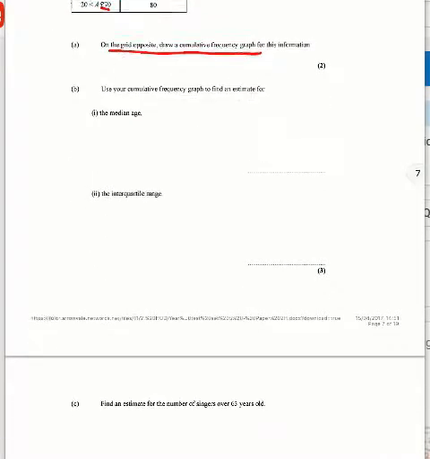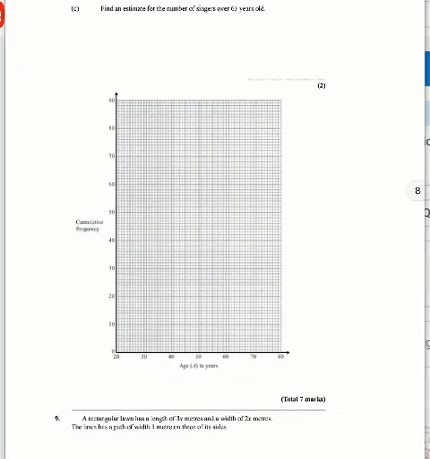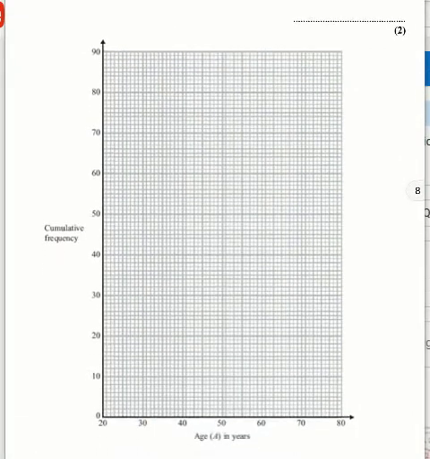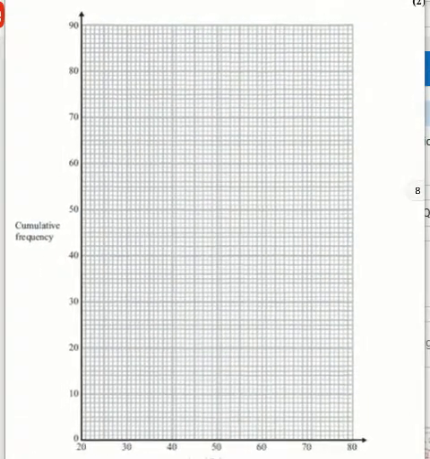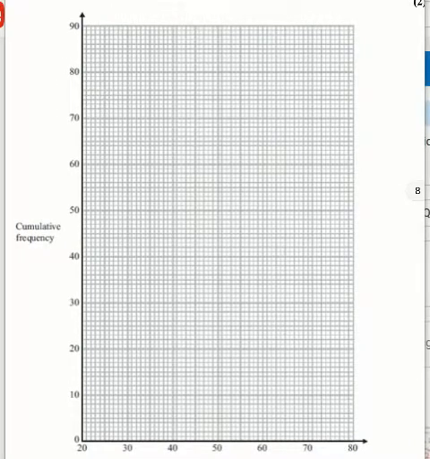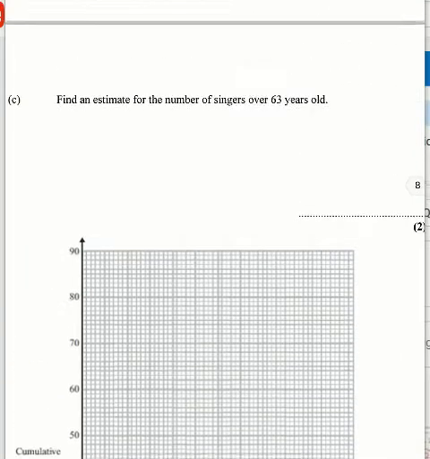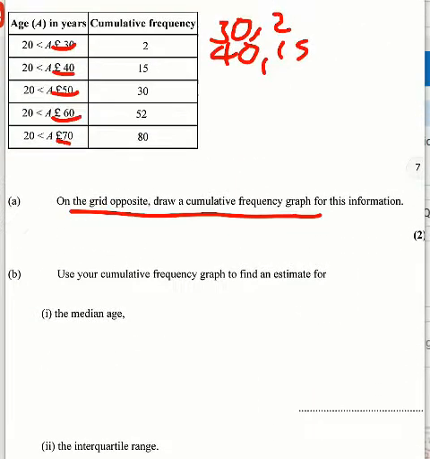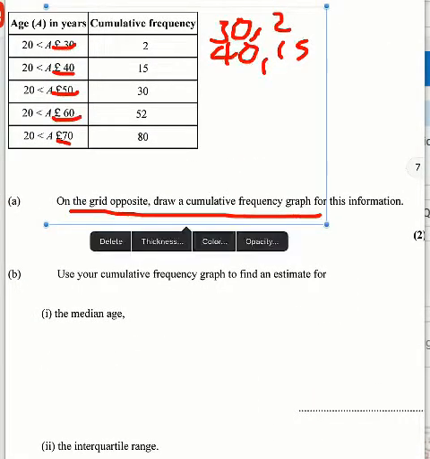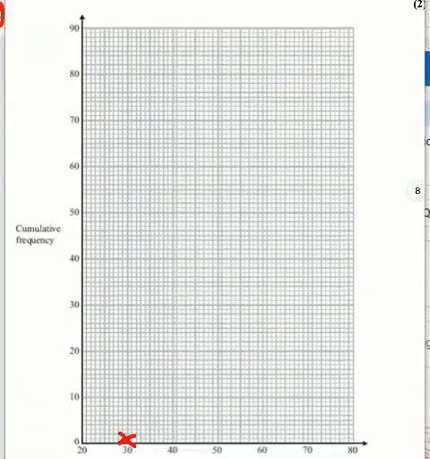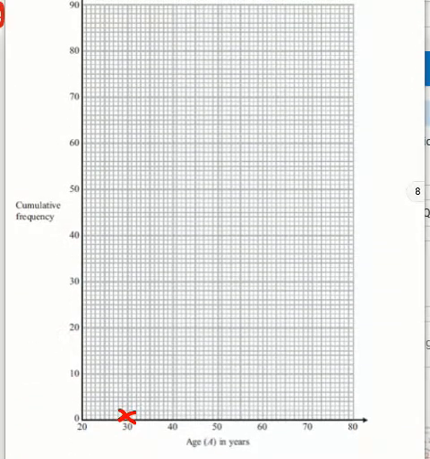I'm going to plot this on the graph below. Now it's quite unclear on my screen, so you'll want to be making sure that on your exam you're doing this with a sharp pencil and a ruler. But our first coordinate was 32, so I'm going to put a cross there at around 32. And then our next coordinate will be 40, 15. So go across to 40 and up to 15.